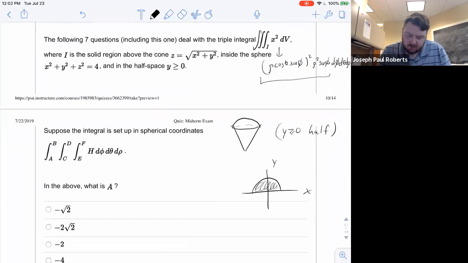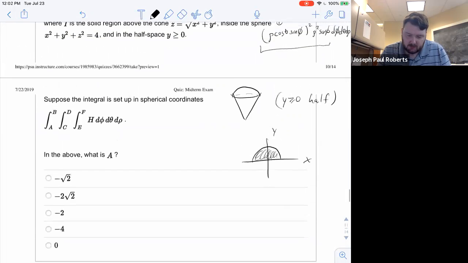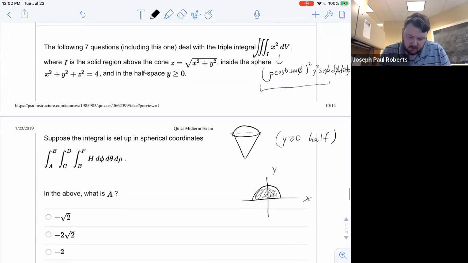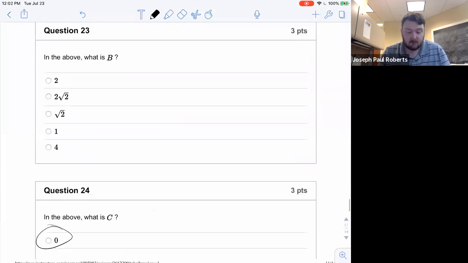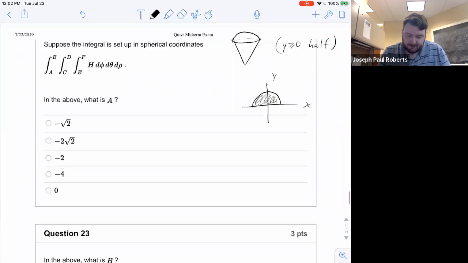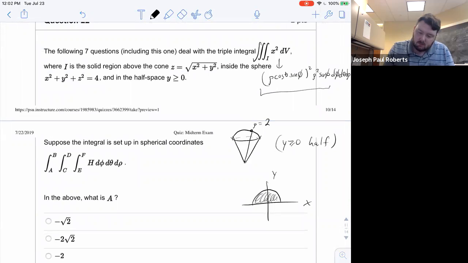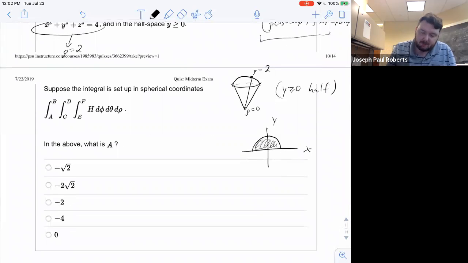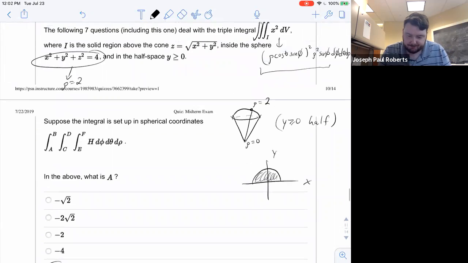So the y greater than or equal to 0 half, that's going to give us our theta bounds. Theta is going to go 0 to pi, because y has to stay positive. And then we have this kind of tricky thing. It's the sphere that gives us information about rho. So our rho is going to start at 0 and stop at 2. So that's 0 to 2 for our rho bounds.